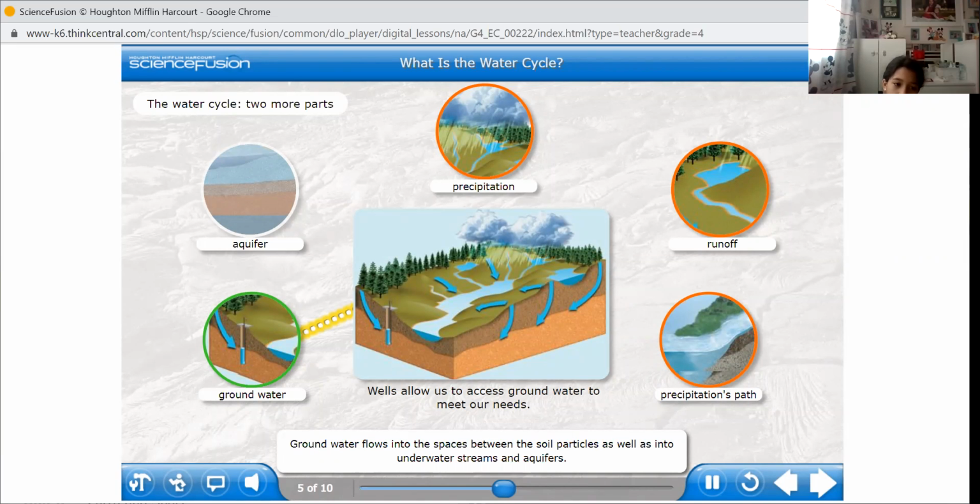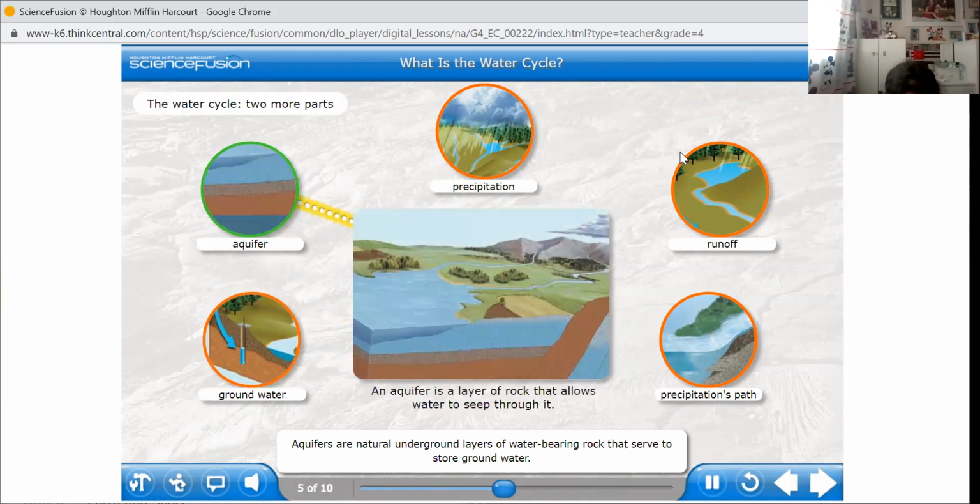When precipitation hits soil, some precipitation seeps under the surface, where it becomes groundwater. Groundwater flows into the spaces between the soil particles, as well as into underwater streams and aquifers. Aquifers are natural underground layers of water-bearing rock that serve to store groundwater. Aquifers can be really big. Some aquifers stretch under several different states.